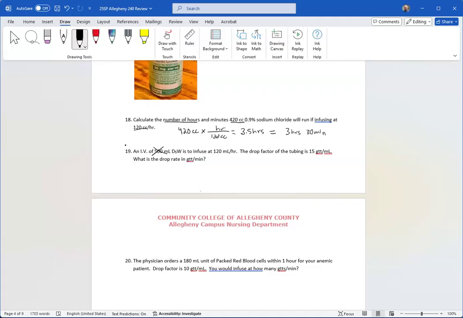What we need in order to calculate a drop rate is the flow rate, which is 120 mL per hour, and the drop factor. We have those two pieces of information. So it's 120 milliliters per hour. Because I'm looking for per minute, I'm going to convert hours to minutes right here and put 60 minutes, times my drop factor.